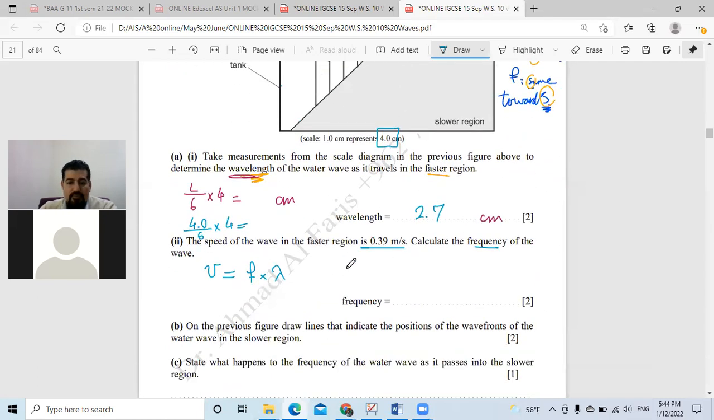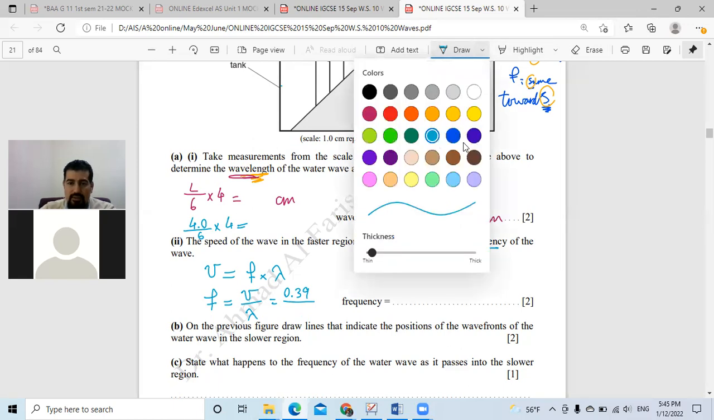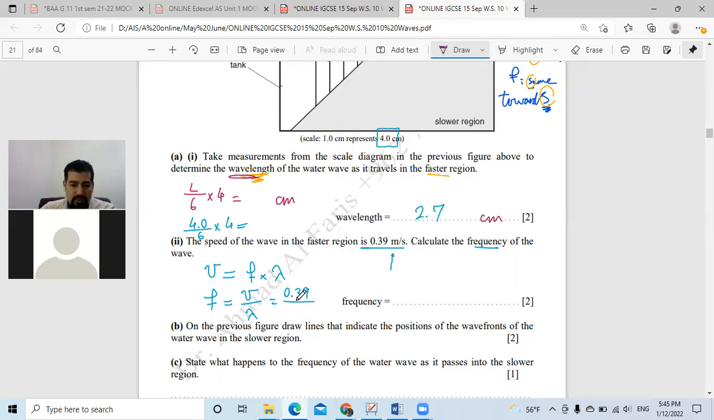So, the speed of the wave in the fast region is 0.39. They ask about the frequency. So the frequency is equal to the speed divided by wavelength, which is 0.39 divided by 2.7 centimeter. Now here they give you the unit in meters. So you cannot write it in centimeters. You have to convert it from centimeter to meter. So what will it be?